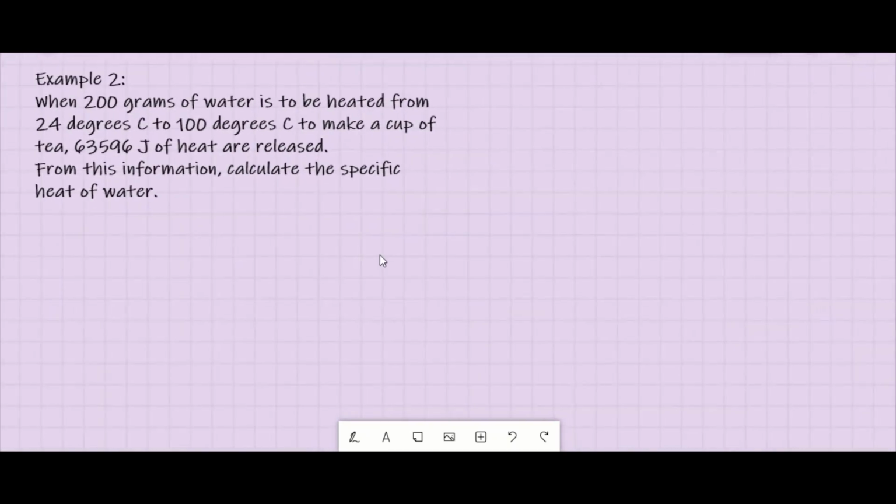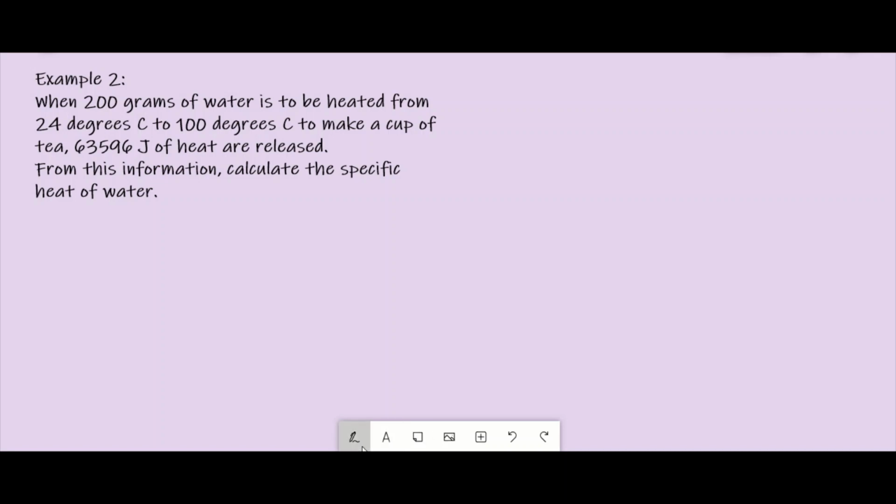So it says, when 200 grams of water is to be heated from 24 degrees Celsius to 100 degrees Celsius to make a cup of tea, 63,596 joules of heat energy are released. You could also turn this into kilojoules, and it would just be 63.596 kilojoules, but we'll keep it in joules for now. From this information, calculate the specific heat of water.